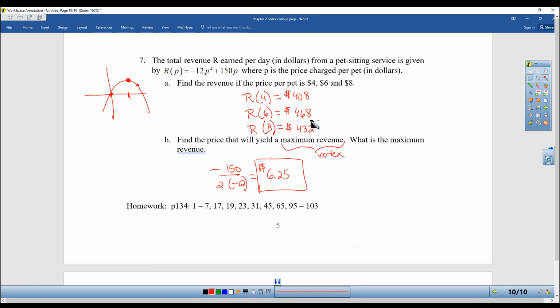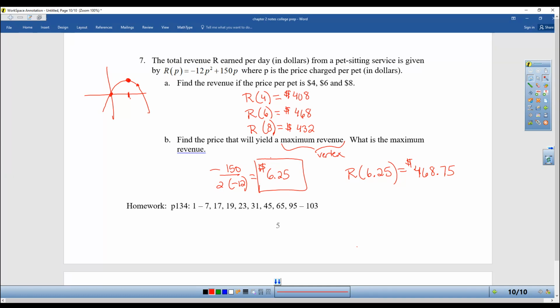And what is the revenue? Now you're going back and doing what you did before. The revenue for charging $6.25, if you plug that into the original equation, will give you 468.75. Now on the outside chance, on the very likely chance that you did not actually plug any of this in, you didn't even get your graphing calculator off of your desk, you just let me do all the math, you probably should just do one of them and make sure that you know how to type it into your graphing calculator.